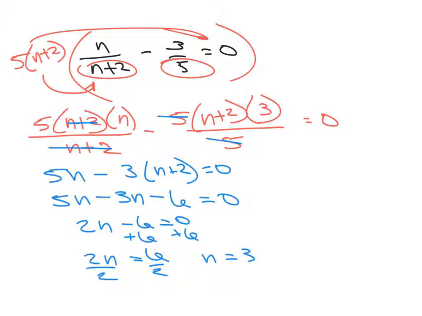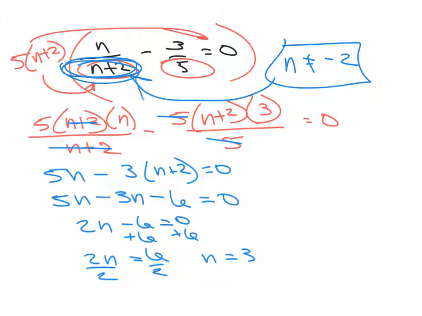Let's go back to the original one again and tell me what number n cannot be. n cannot be negative 2, because if it was, negative 2 plus 2 is 0. So just make sure you've got that on there. I mean, it's not going to ask you in the problems to tell which numbers it cannot be, but it's always good to do that whenever you have a variable in the denominator, to tell the person what n cannot be. Alright, so 103.4. 2 over 3n minus 2 over n plus 4 equals 0.